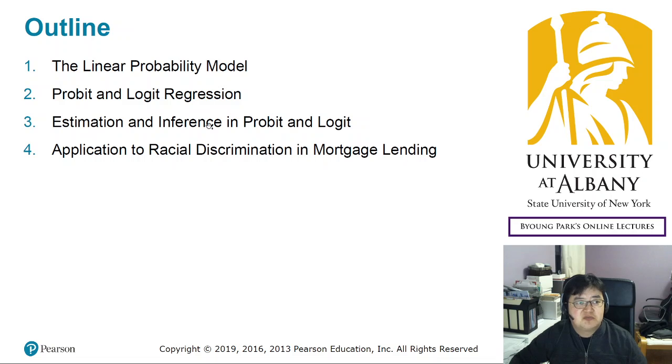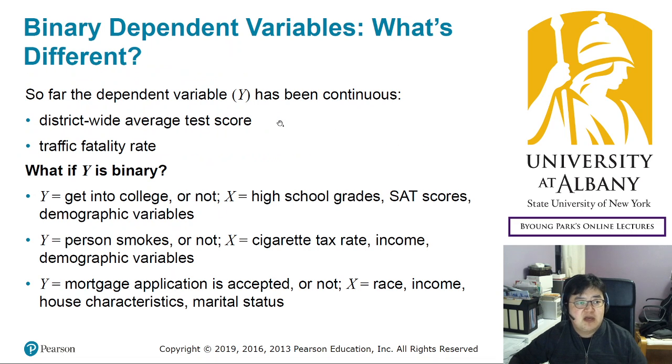So this is a brief outline. Let me skip that. So as I said, so far the dependent variable did not receive much attention, because it's natural. Examples are average test score and traffic fatalities. Those are our example dependent variables, and they are continuous.